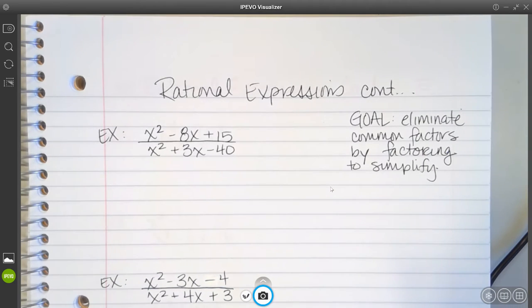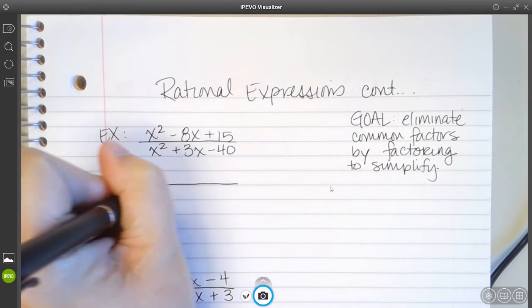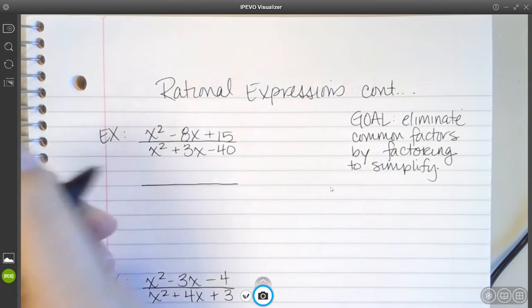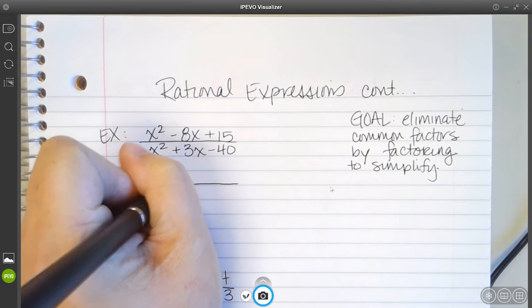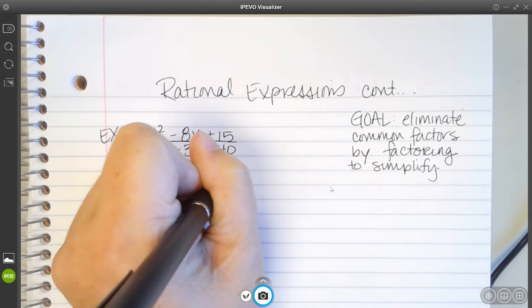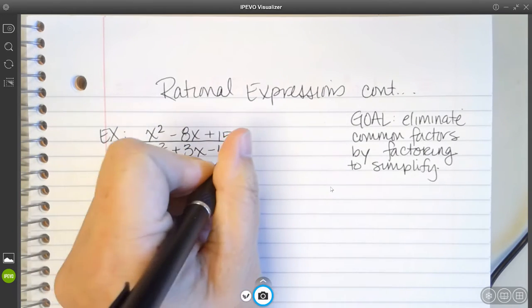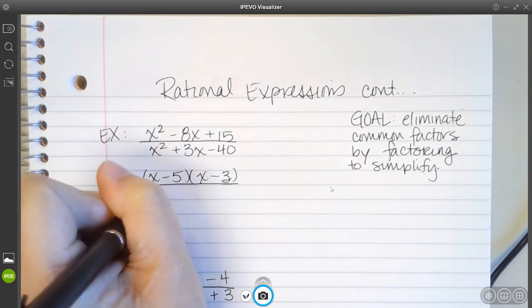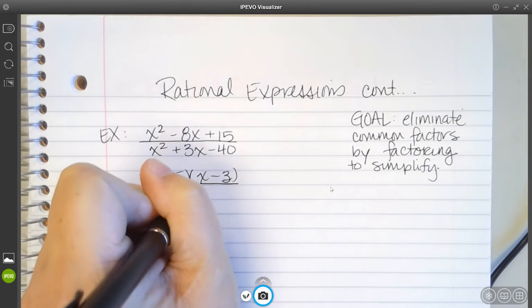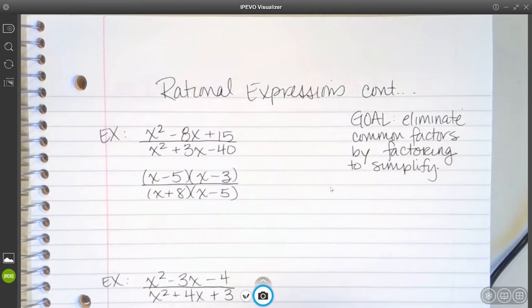So a lot going on there. So let me just do the first step. The first step is going to be to factor. Okay, so 15 and -8, that factors to x minus 5 and x minus 3. And then -40 and 3, that's going to be x plus 8 times x minus 5.